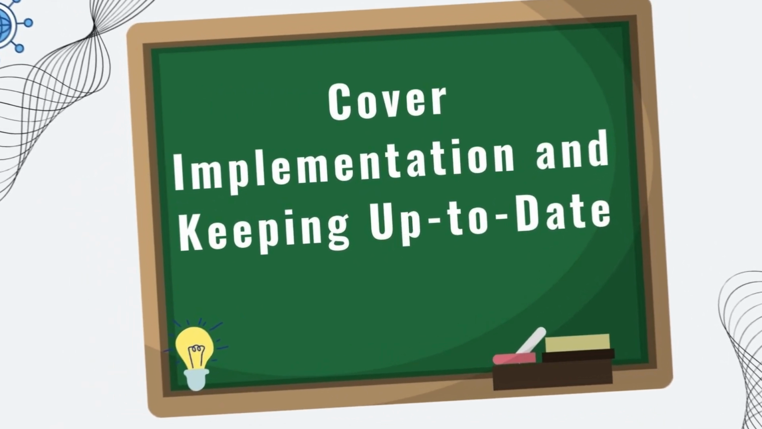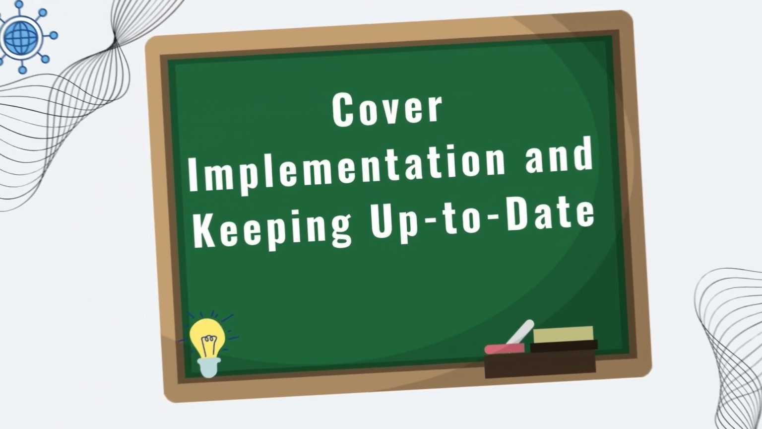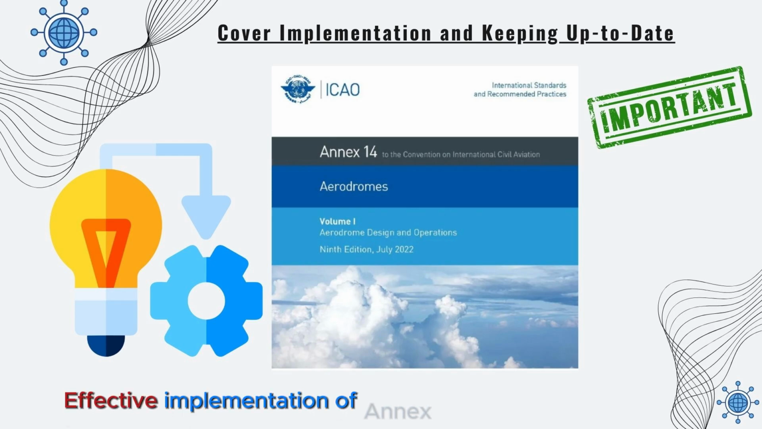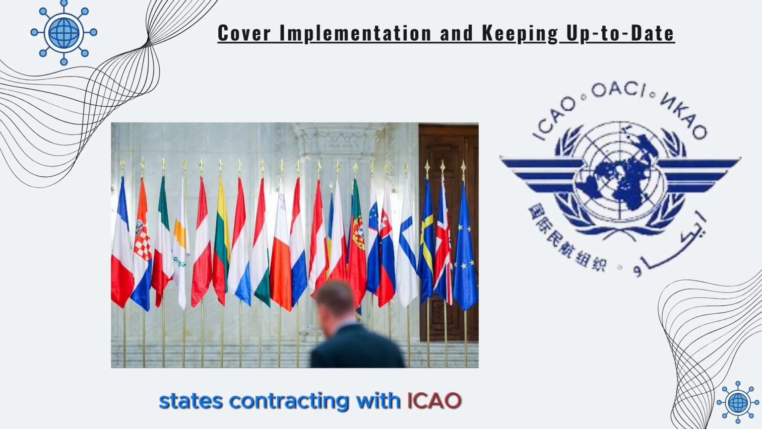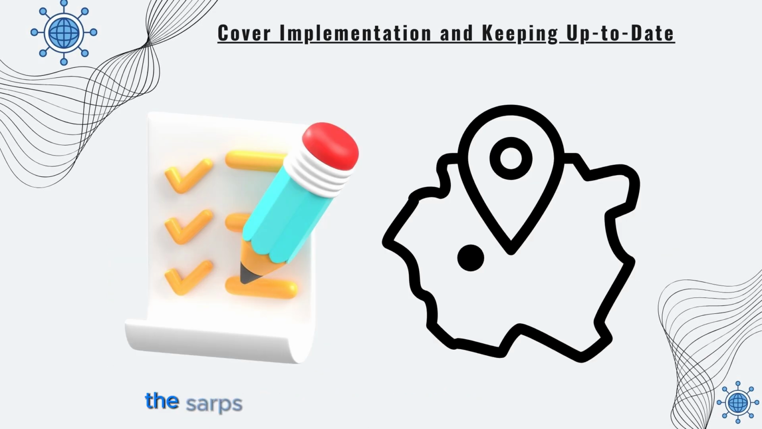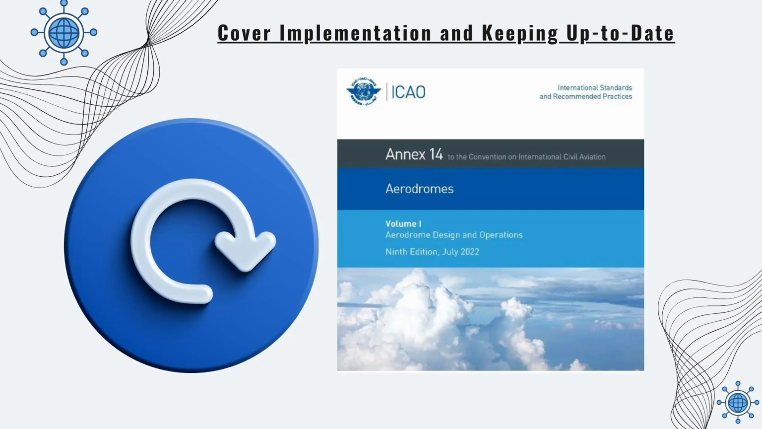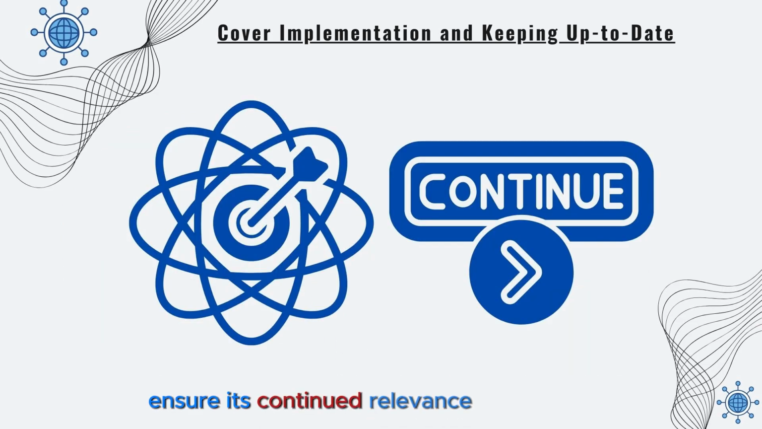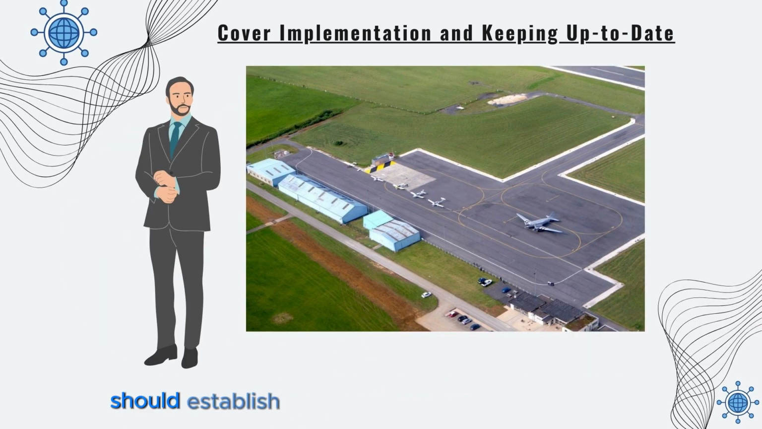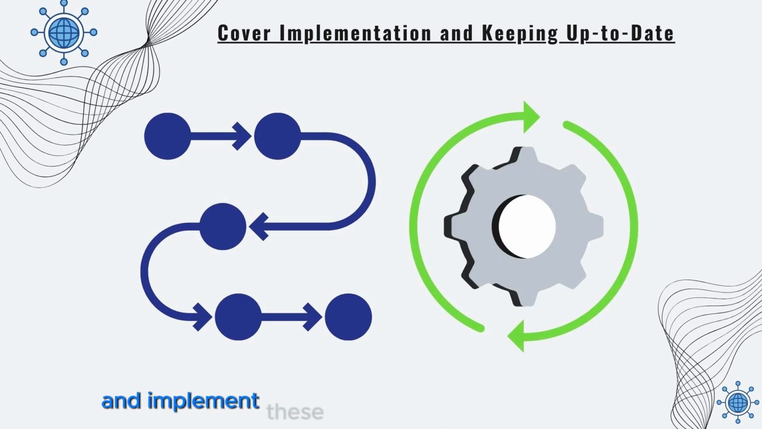Next, let's cover implementation and keeping up to date. Effective implementation of Annex 14 is crucial. States contracting with ICAO are responsible for implementing the SARPs within their territories. Regular updates to Annex 14 ensure its continued relevance. Aerodrome operators should establish processes to monitor and implement these updates promptly.